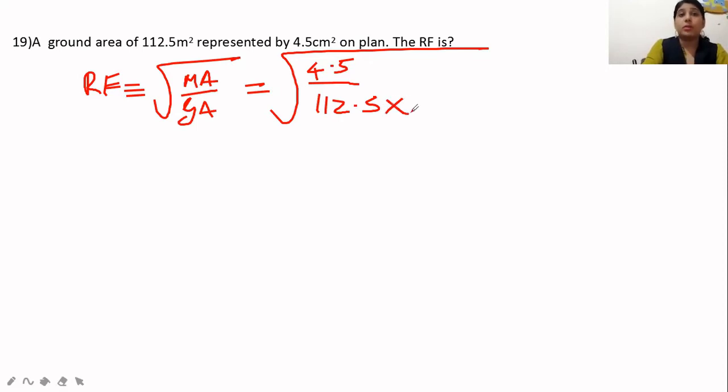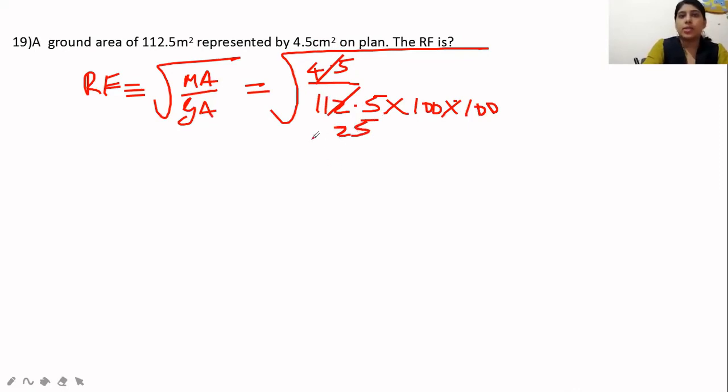So how will we convert meter square into centimeter square? Multiply by 100 into 100. If you multiply by 100, it will become centimeter. You want it in centimeter square, so that is why you are multiplying. As both have decimals, we can cancel out the decimal. And 45, how many times in 112.5? When you divide, you will get the answer 25.